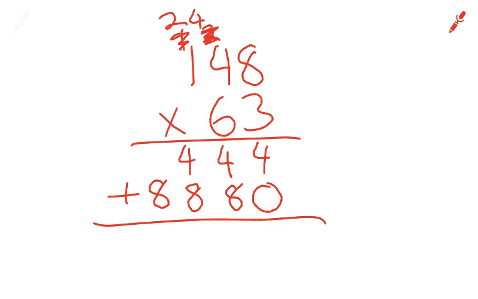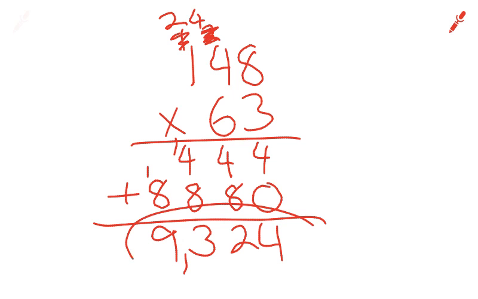Now we're ready to add up these numbers. 4 plus 8 is 12, carry the 1. 4 plus 8 is 12, plus another one, 13. 8 plus 1 is 9. Put your comma in, 9,324.